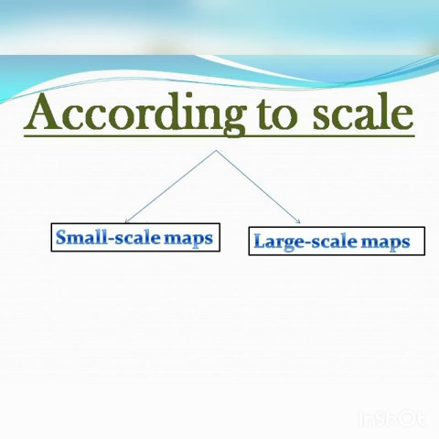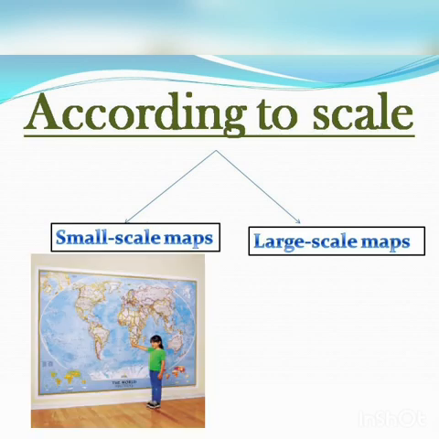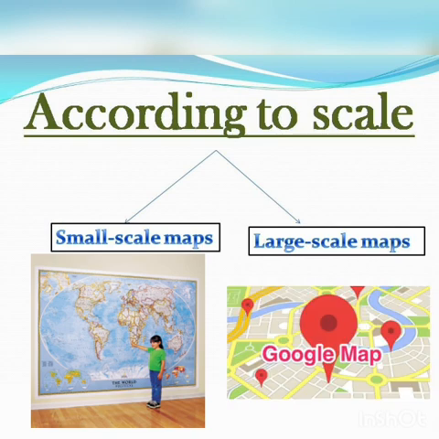Small scale maps show a very large area with less details. The maps in an atlas or the wall maps that are used in classrooms are examples of small scale maps. Then large scale maps show a very small area in detail, like the Google map we use, like the guide map of cities. They are all large scale maps. They show us large detail. They show us every minute detail also.